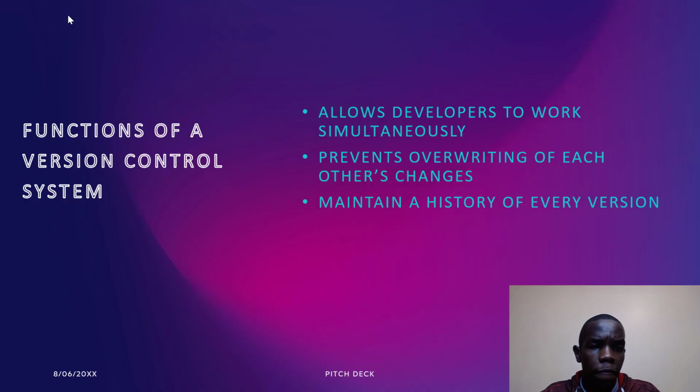And so the function of a version control system, as you can imagine, number one, is that it will allow developers to work simultaneously. Number two, a version control system can prevent overwriting each other's changes. Though sometimes this might happen by mistake, still, while using a version control system, you can revert to the point where you want to revert. And lastly, it helps in maintaining the version history of the software that you are developing.